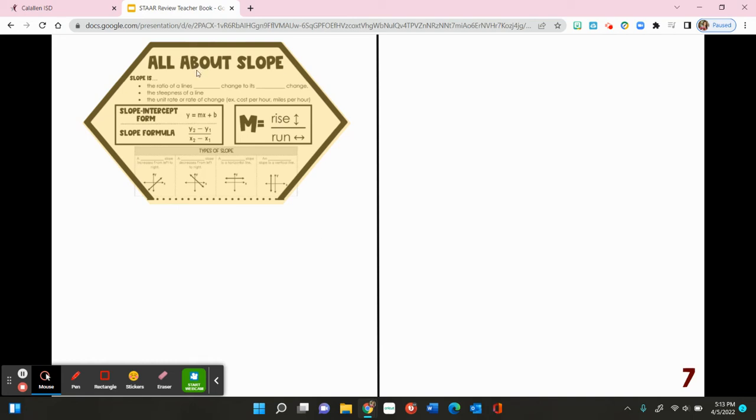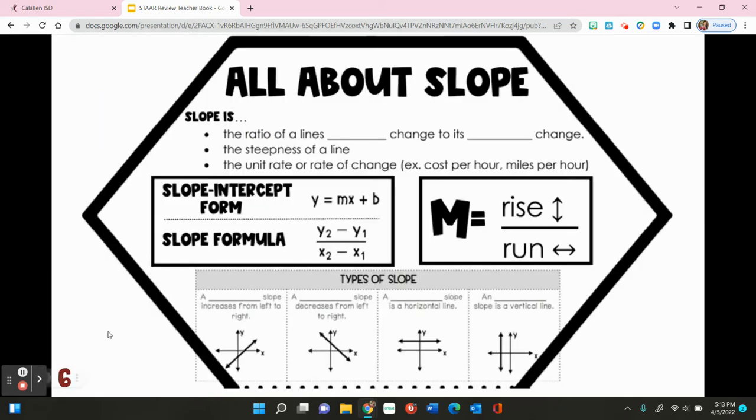In this video, we're going to be talking all about slope. So your All About Slope foldable should be glued at the top of page 6. So let's go ahead and talk about slope.